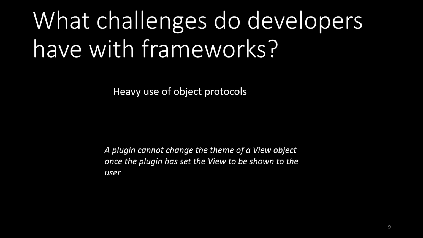Another unique aspect of frameworks that developers were having challenges with was the heavy use of object protocols. Object protocols are the restrictions on calling object methods when objects are in certain states. An example of this is a plugin cannot change the theme of a view object once the plugin has set the view to be shown to the user. Essentially, this is saying that once the view object is in a shown to the user state, the set theme method cannot be called anymore on that object.